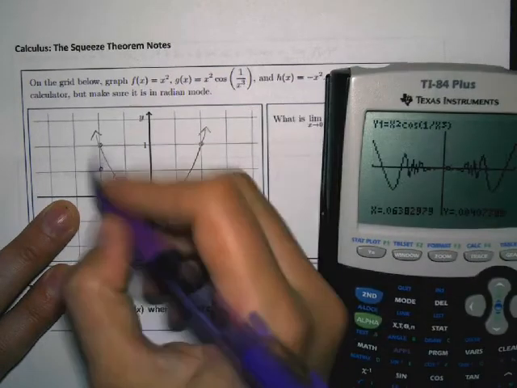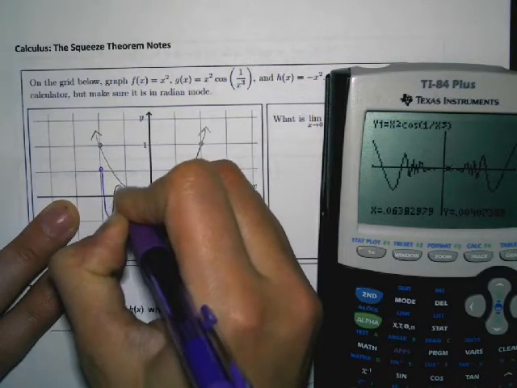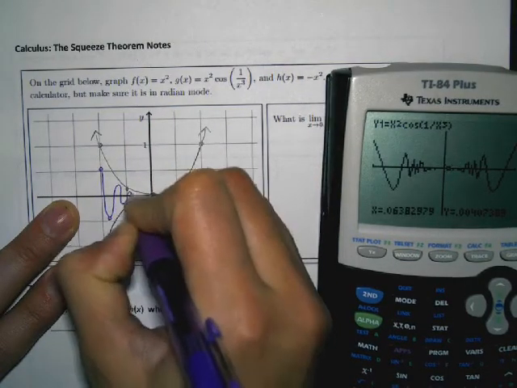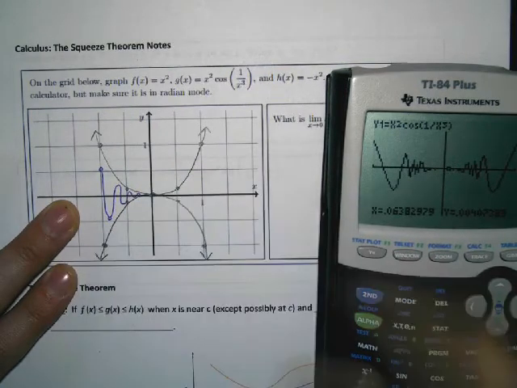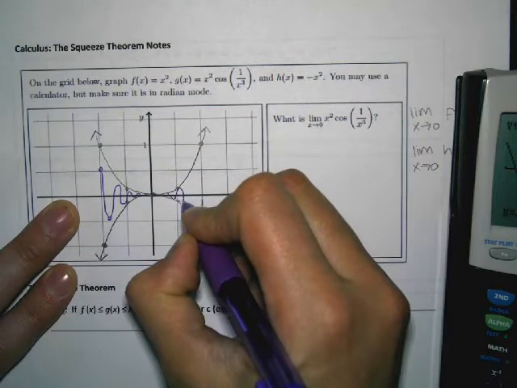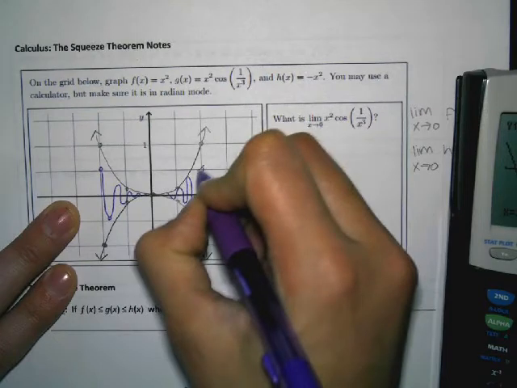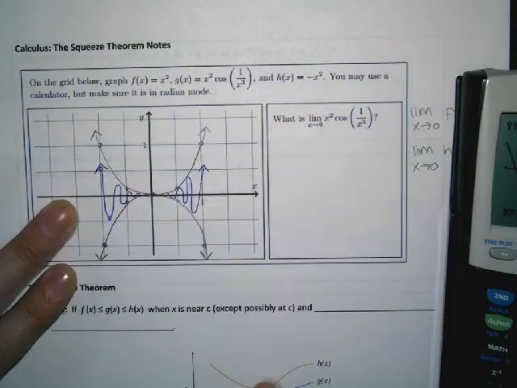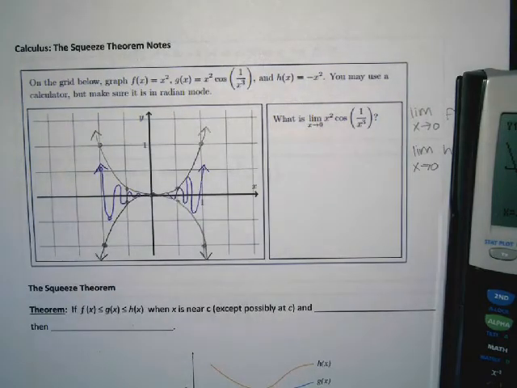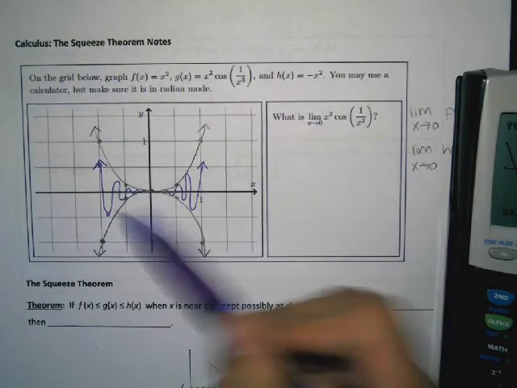Lots of bouncing around. So I'm going to go ahead and just draw something. It doesn't have to be super accurate. You get the idea of what it's doing. It's bouncing back and forth, something like that.